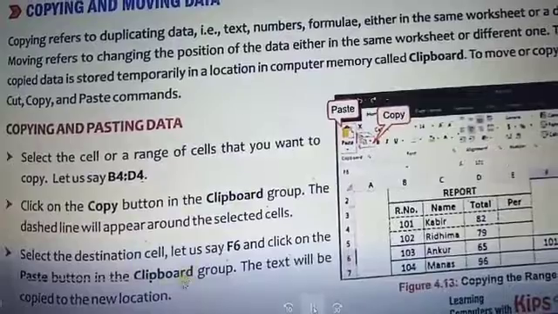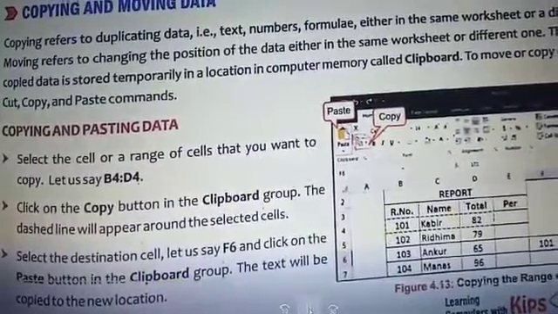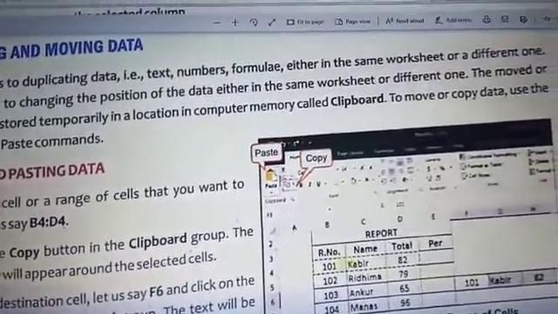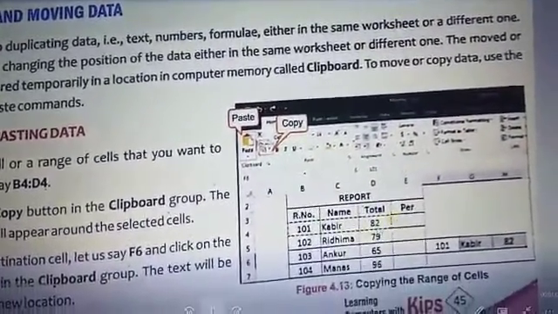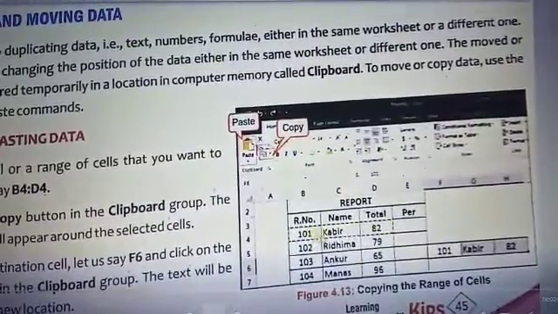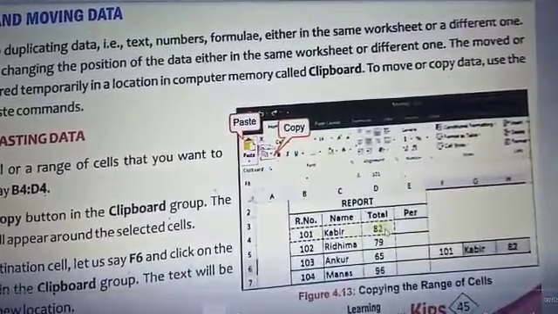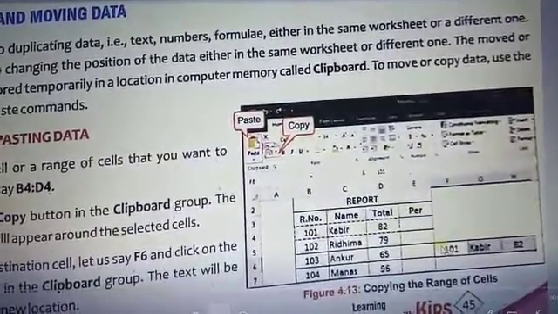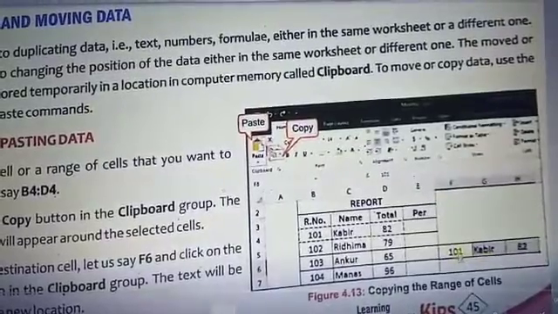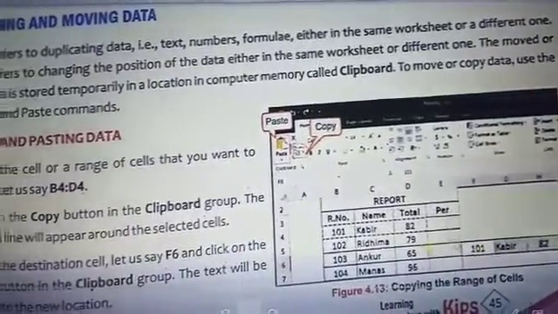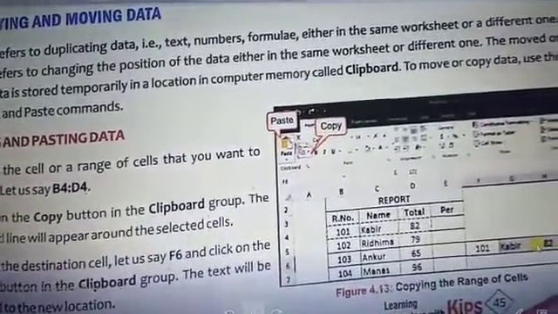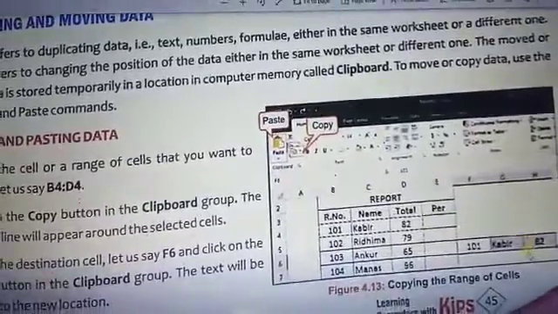It is the normal process, and after that you find the duplicate of the data is created here. In the example, 101, Kabir and total marks 82 are also displayed at the next location F6: 101, Kabir and 82. This is a very simple process.